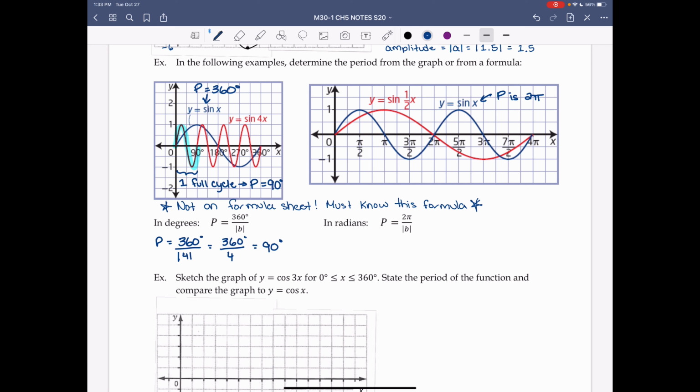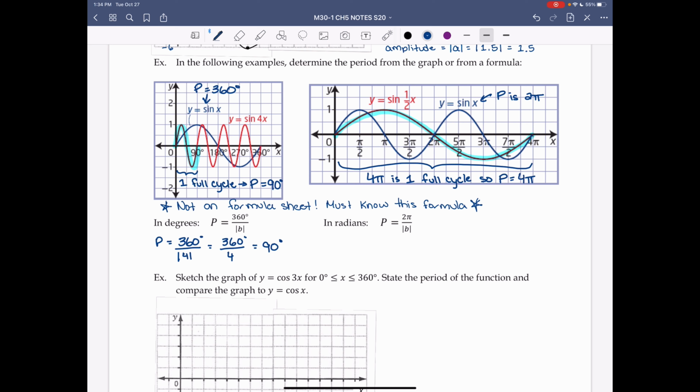For the next one, start at (0, 0), we go up, down through 0, down to a minimum, then back up to 0. That's one full cycle. After that, it'll continue going up and then down, so cycling again. So this time it's 4 pi. Four pi is one full cycle, so P equals 4 pi.